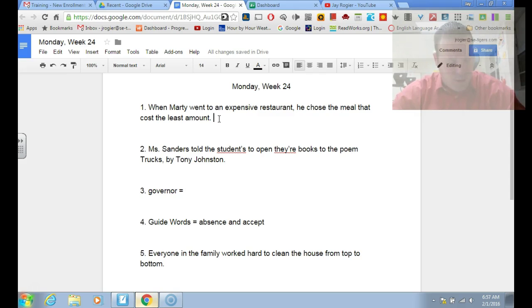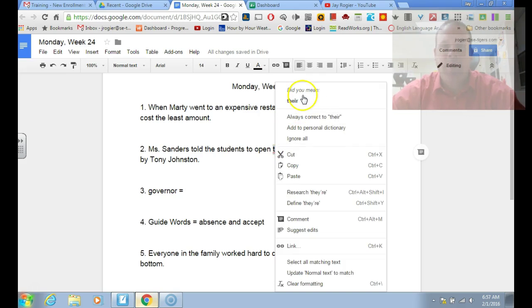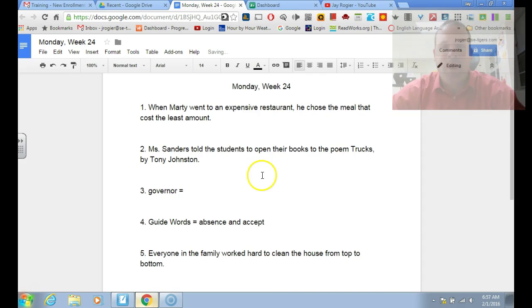Number 2, Miss Sanders told the students to open their books to the poem Trucks by Tony Johnson. All right, so Miss Sanders told the students, they don't own anything in this situation, so we can get rid of that apostrophe. That's the wrong there. That should be T-H-E-I-R. Let me change that. Open their books to the poem Trucks. And what we do for the poem Trucks is we're just going to go ahead and put quotation marks around it.